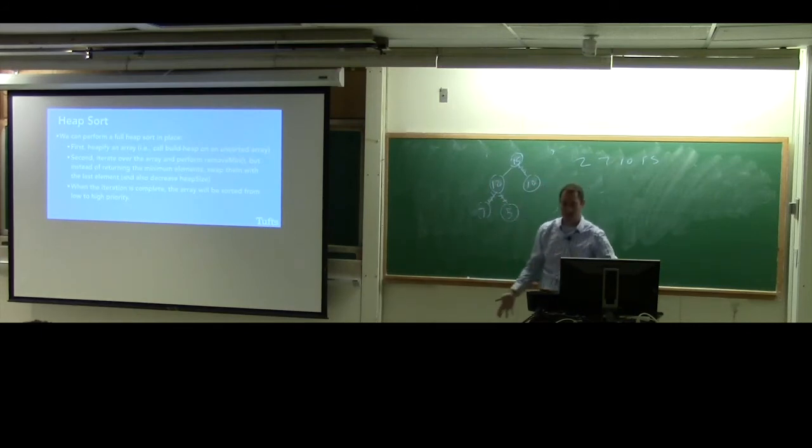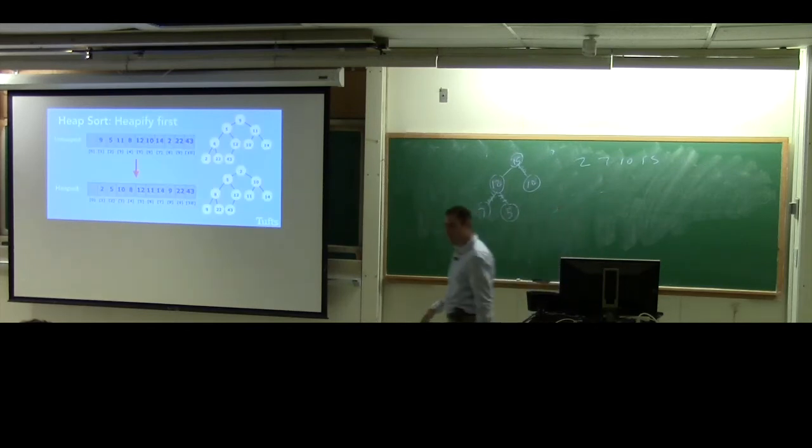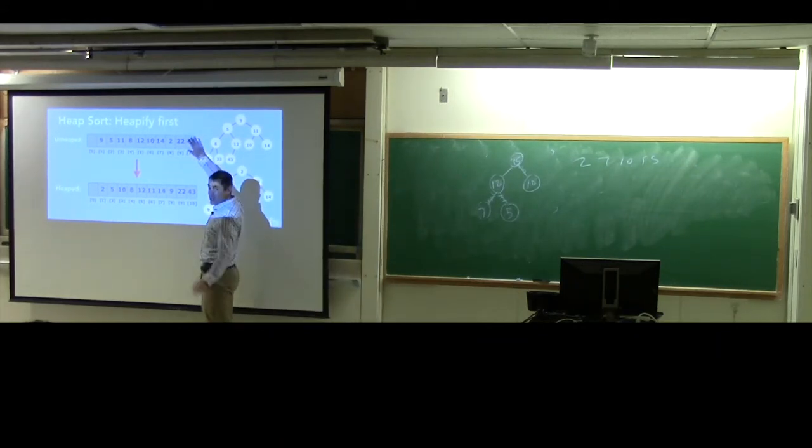If that was confusing, I'll show it to you. It's actually just backwards, like I said. You have a bunch of random numbers in your array. First thing you do, heapify it. We know how to heapify it, right?